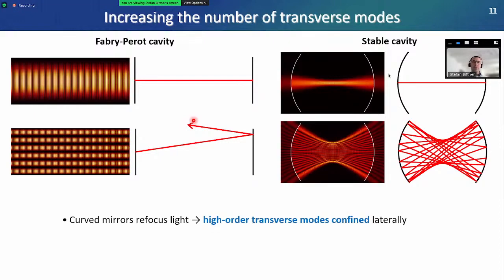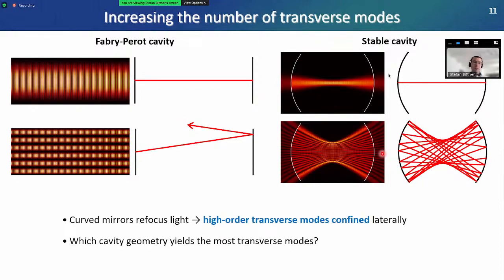The solution is quite simple. That is, we use two curved mirrors in a stable cavity configuration to periodically refocus the light in the cavity. And this way, as you can see in this example, a trajectory always remains inside the cavity. And as a consequence, even high order transverse modes like the one shown here have quality factors that are good enough to permit them to lase.